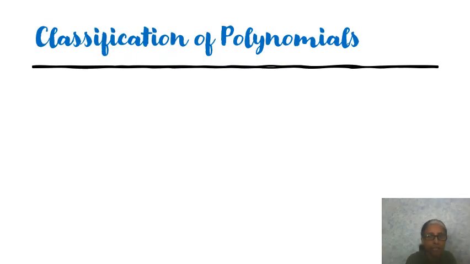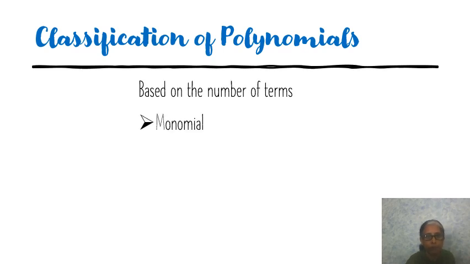Now we are going to learn the classification of polynomials based on the number of terms. The word polynomial, if you separate it into two words, is poly and nomial. Poly means many, nomial means term. So that word polynomial itself says it can have any number of terms. We'll take the first one, that is monomial. Monomial stands for polynomials with just one term. Mono stands for one. So monomial will have only one term.